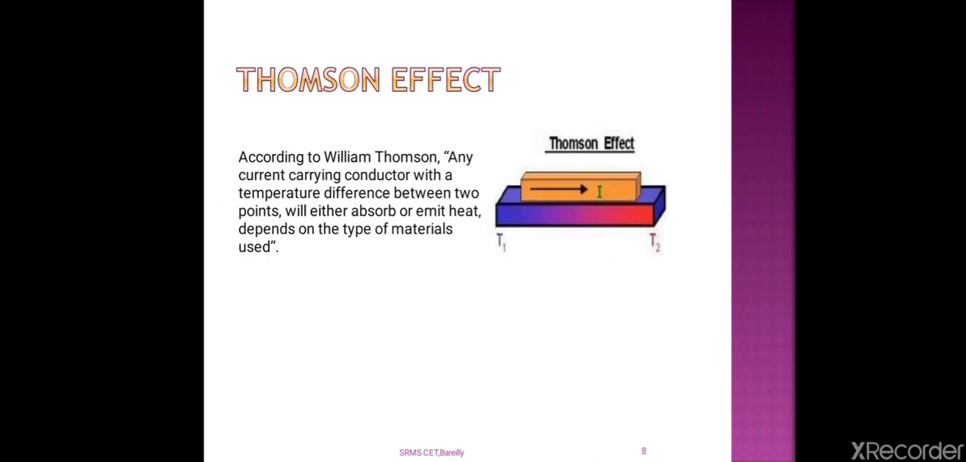Now coming to the next, that is the Thomson effect. The Thomson effect states that any current carrying conductor with a temperature difference between two points will either absorb or emit heat, depending on the type of material used. It states that heat is absorbed or produced when a current flows in a material with a certain temperature gradient. The heat is proportional to both the electric current and the temperature gradient. This is known as the Thomson effect.